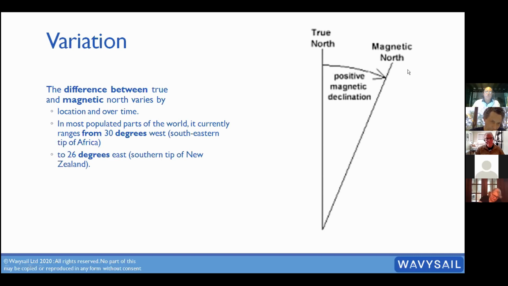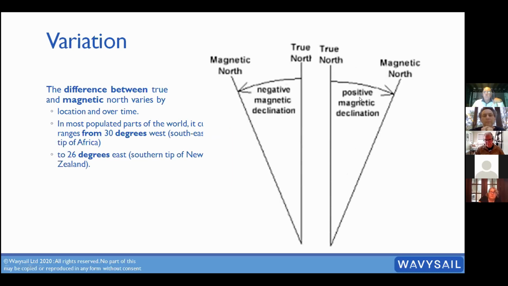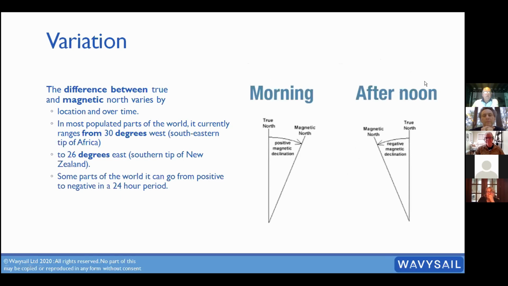Okay, and I'm talking about most populated parts, not standing just right next to the pole where it's going to be wildly different. Okay, so it could be positive or negative from true north. So in other words, this would be westerly variation. This would be an easterly variation if that's true north. Okay, some parts of the world, it changes. Literally, you can sail off one area and come into another area, spending a morning in one and an afternoon in the other, if you sail across it.